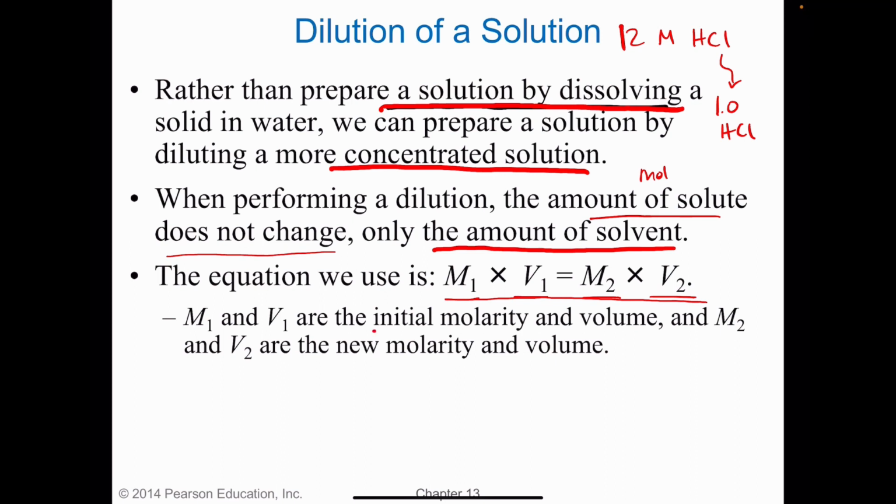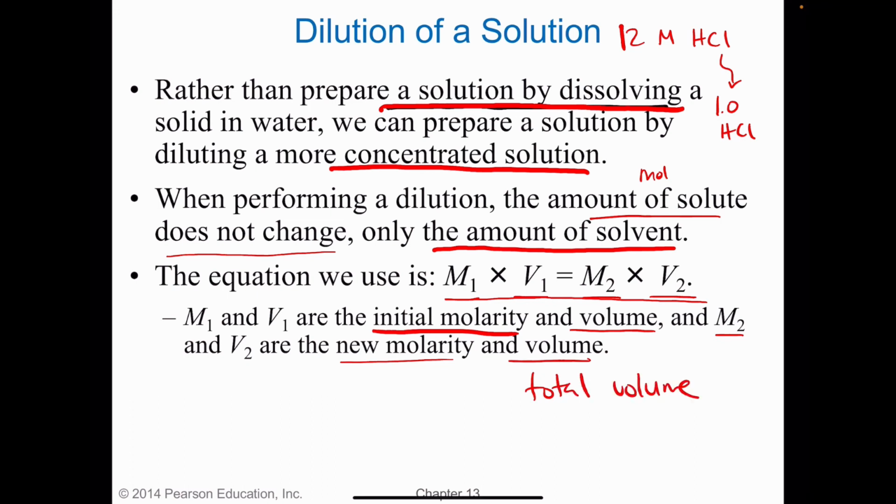M1 is the initial molarity. V1 is the volume of the more concentrated solution that we are taking. It's usually the smaller volume, like we take 10 milliliters and then we dilute it up to 1 liter, for example. And then M2 is the new molarity, so the new diluted, less concentrated molarity. And then V2 is the new total volume.